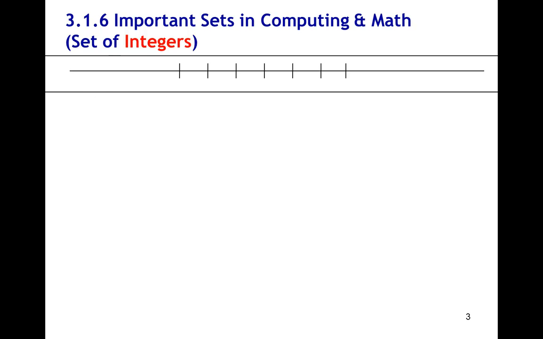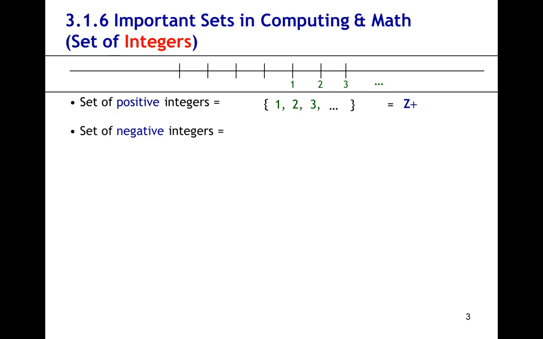In mathematics, the set of positive integers consists of whole numbers starting from 1, 2, 3, all the way to positive infinity. We list it out like this and give it a shorthand of Z plus. The set of negative integers consists of whole numbers starting from -1, -2, -3, all the way down to negative infinity. We list it out like this and give it a shorthand of Z minus.